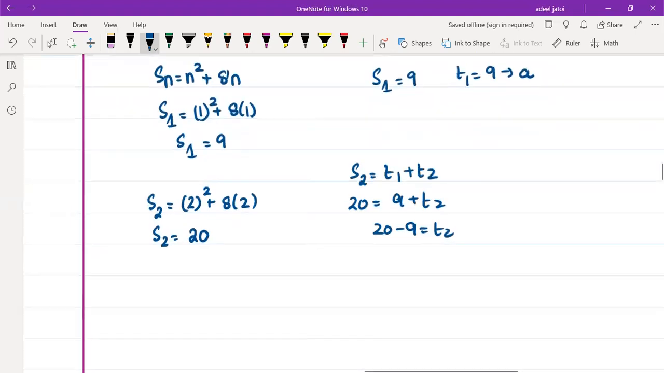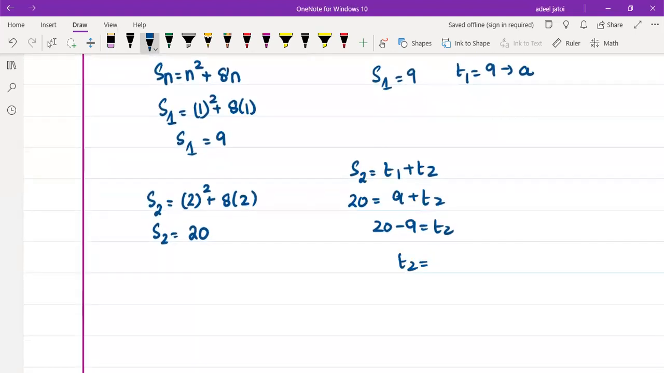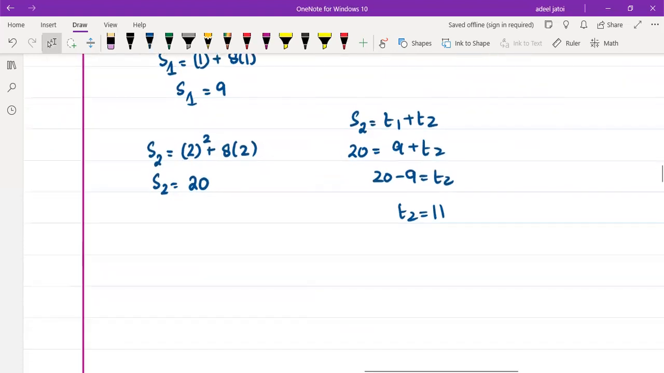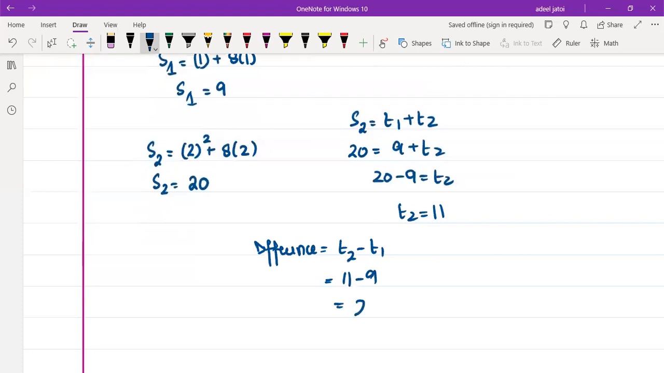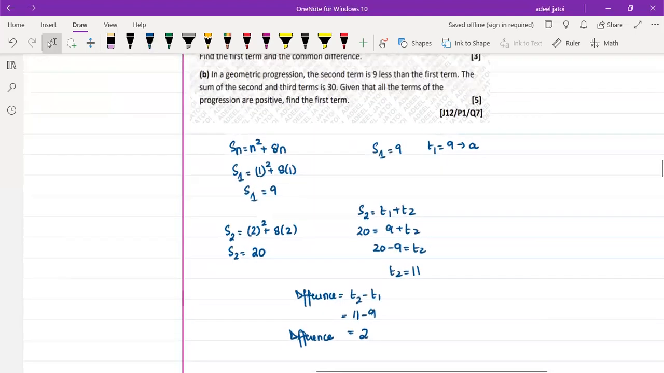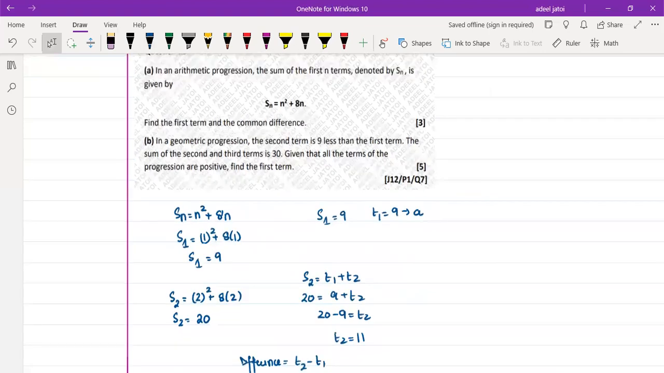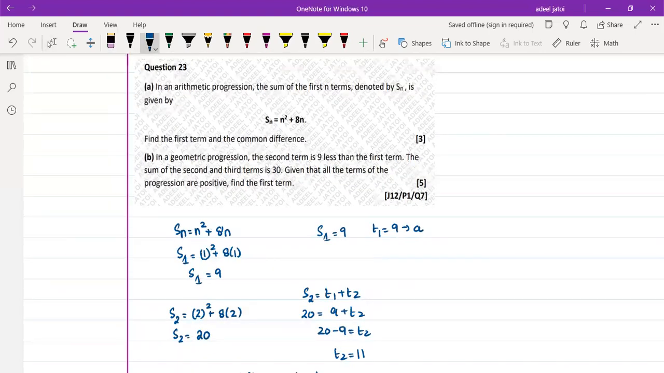Term 2 is 11. But the question does not require the term 2. The question says, find out the difference. Difference would be term 2 minus term 1. Term 2 is 11 minus 9, which means 2. So 2 is the difference for this. This is your part 1 of June 2012, paper 1, question number 7.